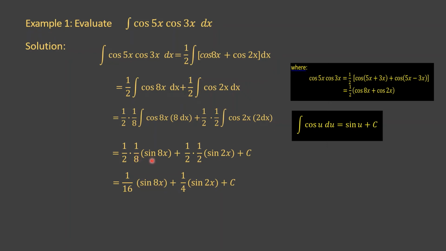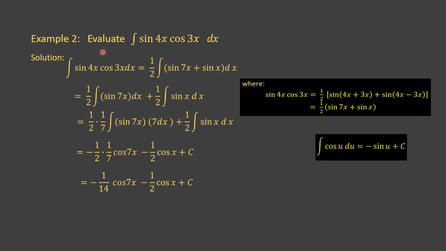Okay, so we now have this integral equal to 1/2 times 1/8 of sine 8x plus 1/2 times 1/2 of sine 2x plus c, or we have 1/16 times sine of 8x plus 1/4 sine of 2x plus c.